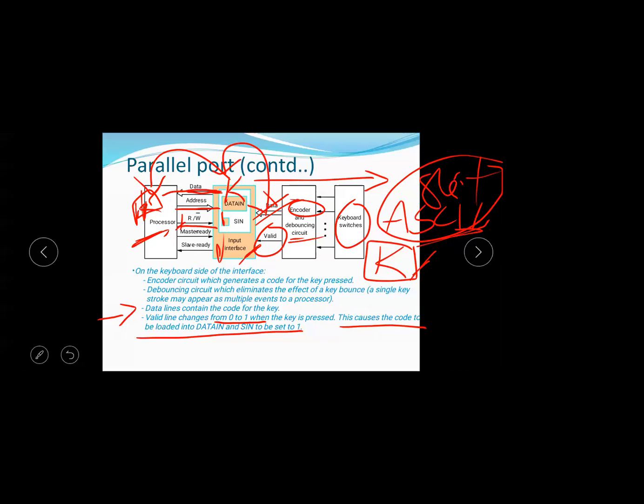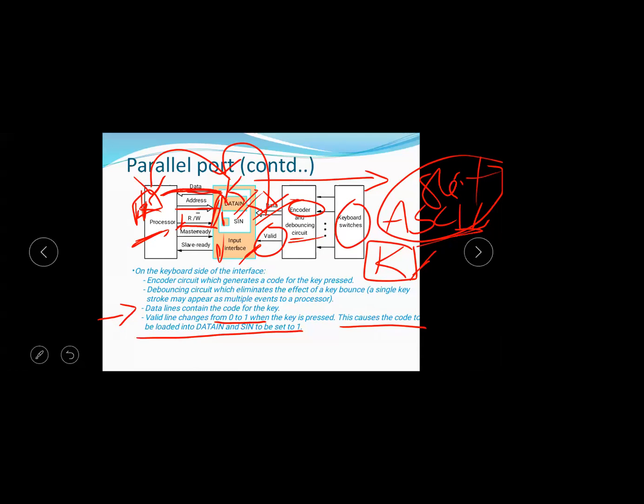The processor is checking the SIN flag. If it is 1, the processor sends the address of the data in register, and the read by W bar signal is made 1 because it is a read operation. Then the interface receives these two signals and sends the 8-bit ASCII code of the data in register over the data lines, and the data is transmitted to the processor register. Okay, this is from interface to the processor circuit.